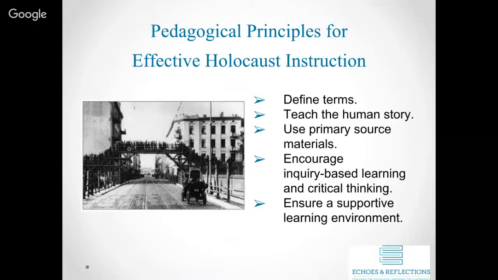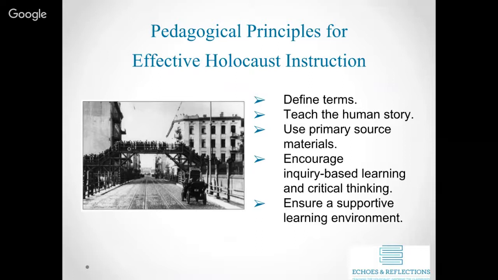Of course, using primary source materials is a basic component of National History Day. And that's one of the reasons why I'm so excited about working with Echoes and National History Day, because it's a perfect marriage in both that area as well as the next one, encouraging inquiry-based learning and critical thinking. So it makes for a perfect partnership.